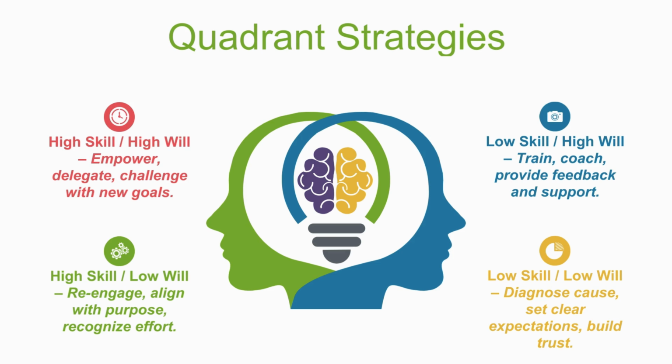So again, here are the strategies. High will, high skill, you empower, delegate, and challenge. High skill, low will, you re-engage, align with purpose and recognize their efforts because you're going to try to increase that motivation. Low skill, high will, you train, coach, provide feedback and support to create those mastery experiences. And then low skill, low will, we diagnose the cause, set clear expectations, build trust.